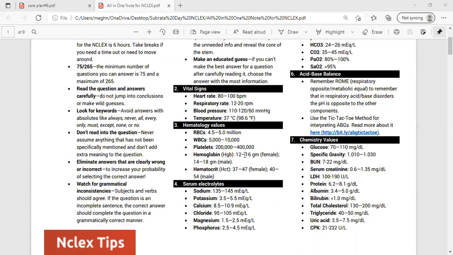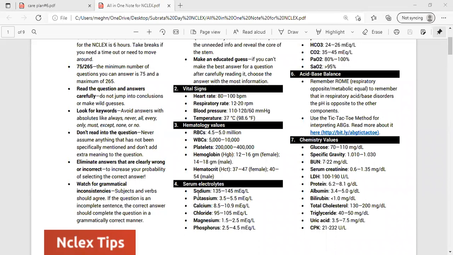Hemoglobin is normally 12 to 16 in females, but in men it is higher, 14 to 18 grams. Hemoglobin is lower in females because of blood loss from menstruation. Hematocrit is 37 to 47 in females, 40 to 54 in men. So if hemoglobin goes down, hematocrit also goes down.